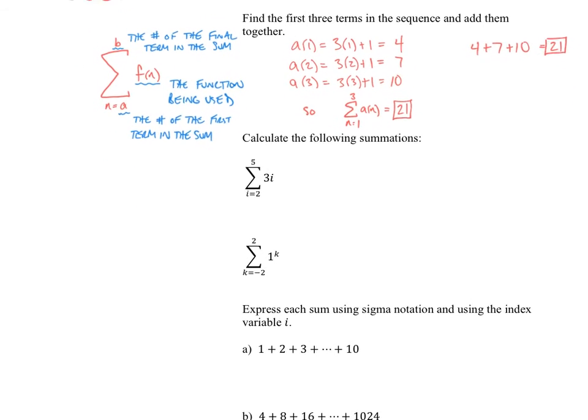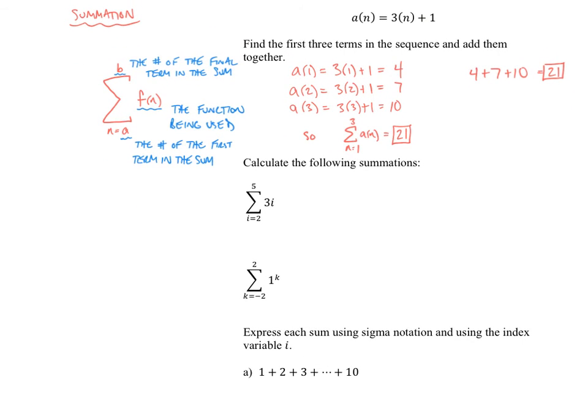Okay, so let's calculate the following summations. We'll do these by hand, and then in class we'll check them with the calculator. But we need to make sure we understand what these summations mean. What this summation is saying is that my function is 3 times i, and we don't want to think of i here as the imaginary unit.